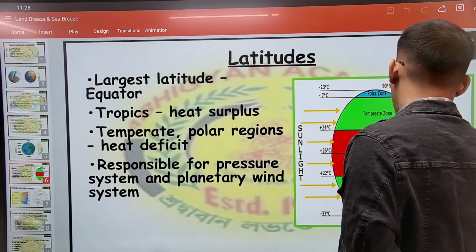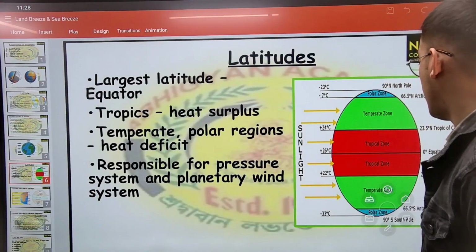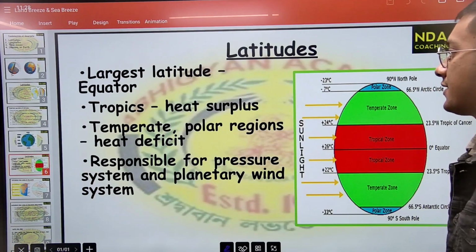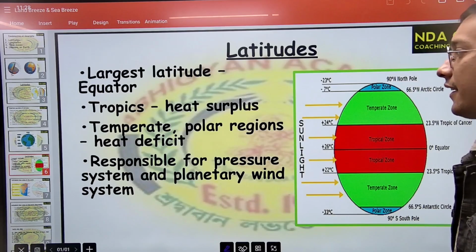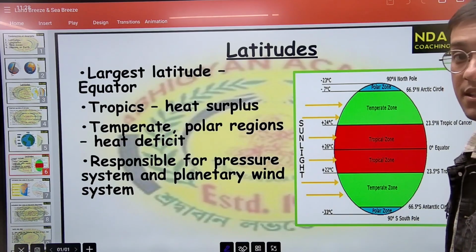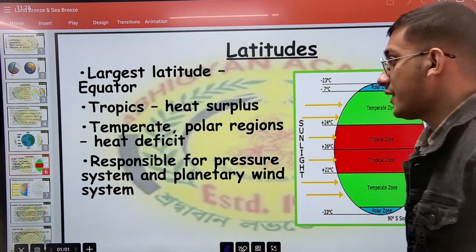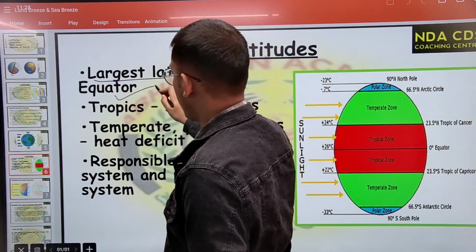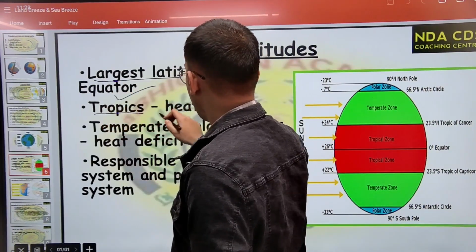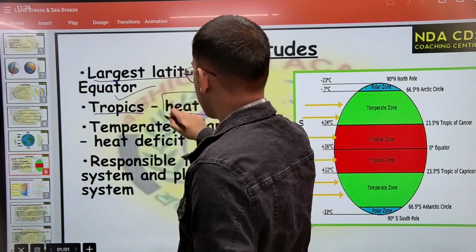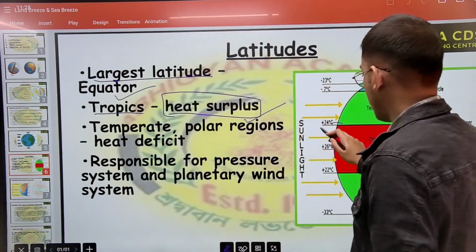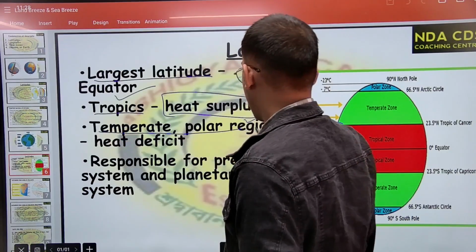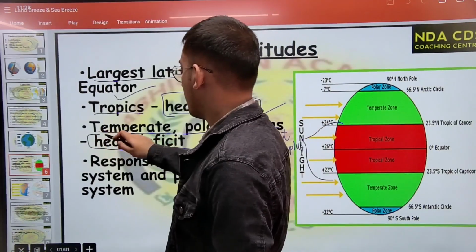Then we go on to latitudes. The largest latitude is the equator. Tropics always have heat surplus, and temperate and polar regions have heat deficit, right? So this is your largest latitude, the equator. This is your tropics, heat surplus. Temperate and polar regions will have heat deficit.